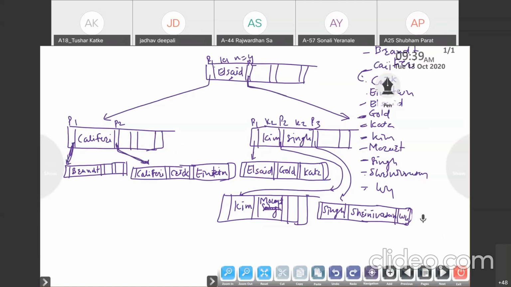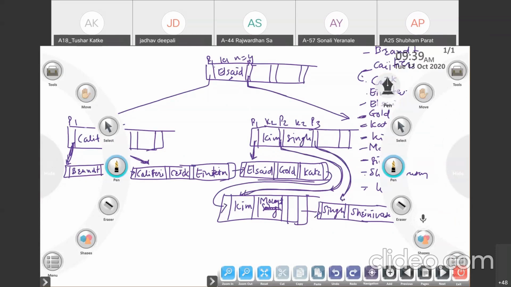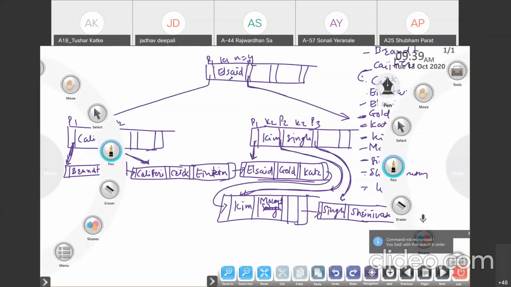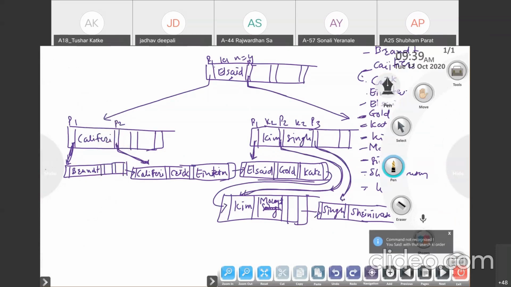Then this pointer points to the records which are less than Kim, greater than this Einstein. There are three records. Then this pointer points to the records which are greater than or equal to Kim, less than Singh. There are two records. This pointer points to the records which are greater than or equal to Singh. There are three records. And in these leaf nodes, this pointer Pn points to the next record in search key order. So now I think it is clear to everyone.